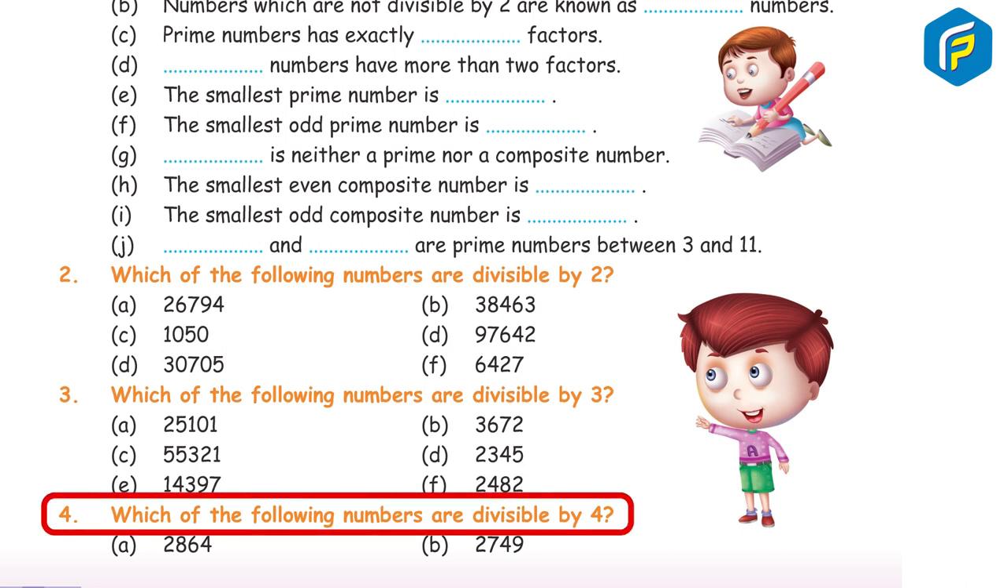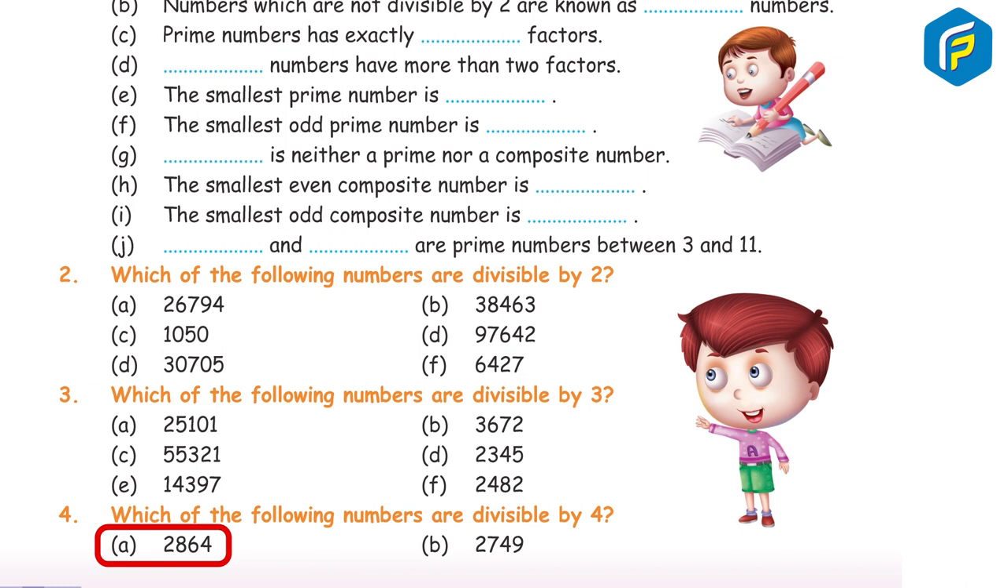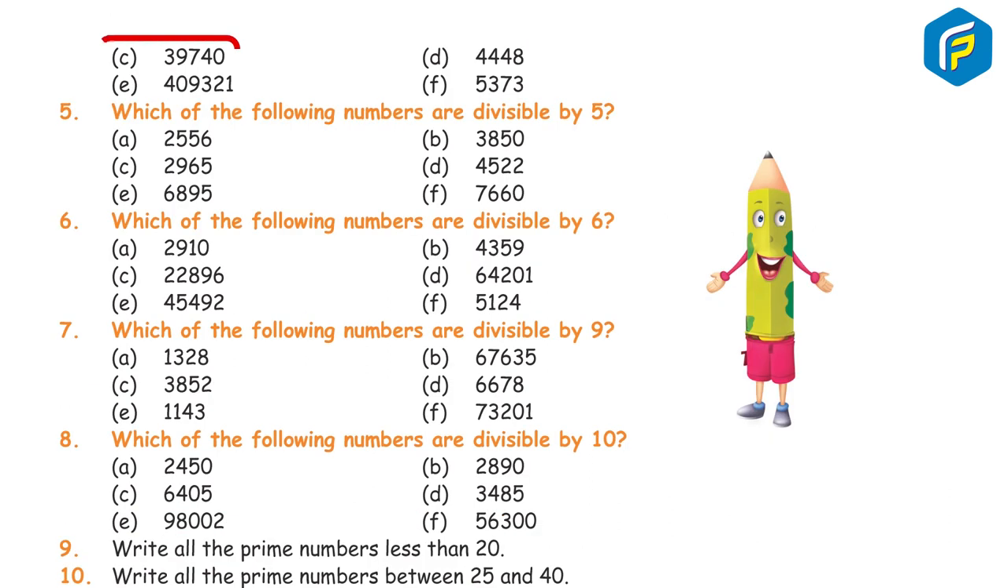Question 4. Which of the following numbers are divisible by 4? A. 2864. B. 2749. C. 39740. D. 4448. E. 409321. F. 5373. Answer: A, C, D.